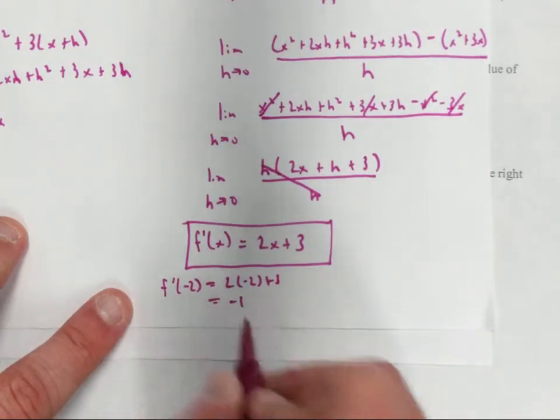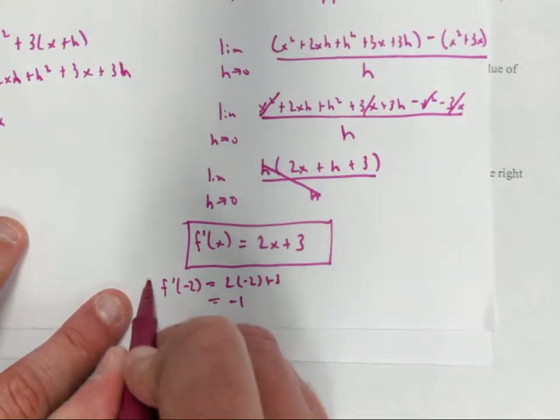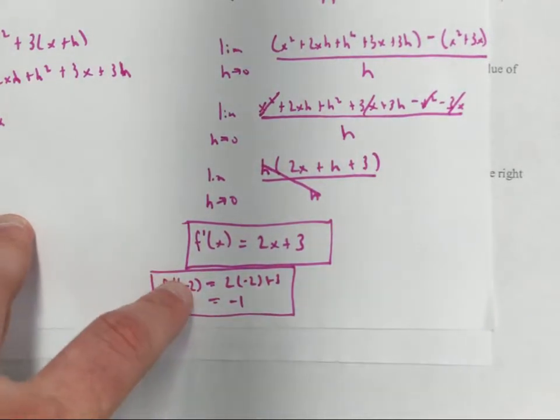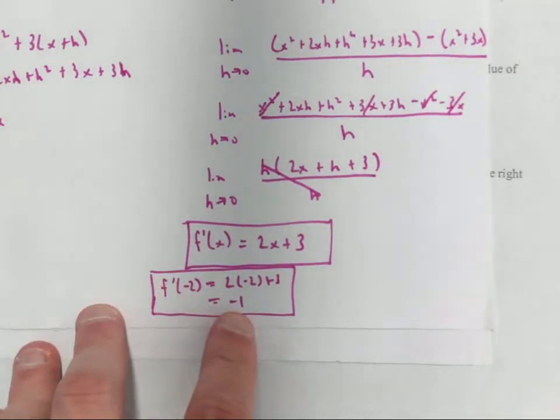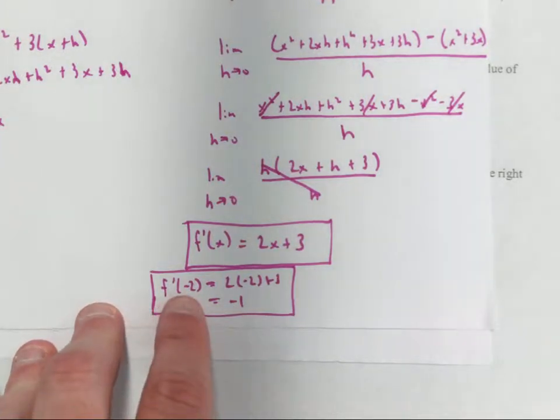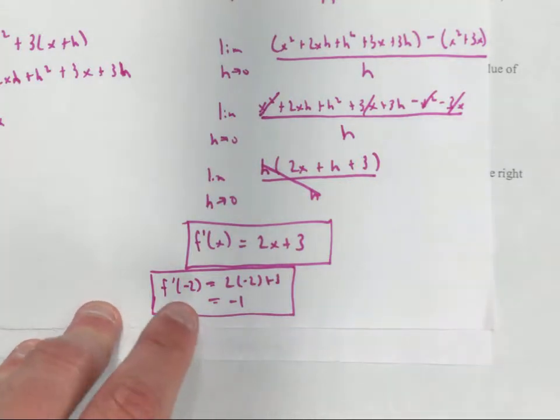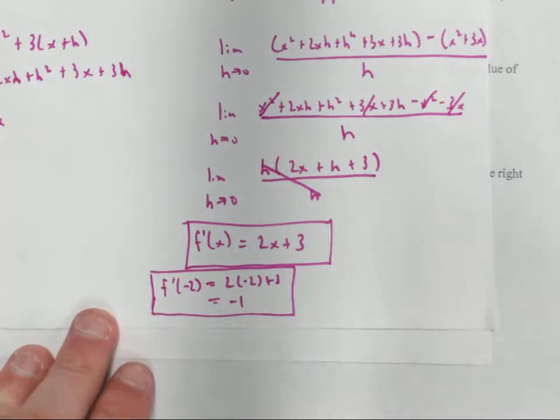Negative 4 plus 3 is negative 1. So at negative 2, the slope of your tangent line is negative 1. That's what that means. At x equals negative 2, the slope of your tangent line is negative 1. Does that make sense? Okay? That's your IROC at that very moment.